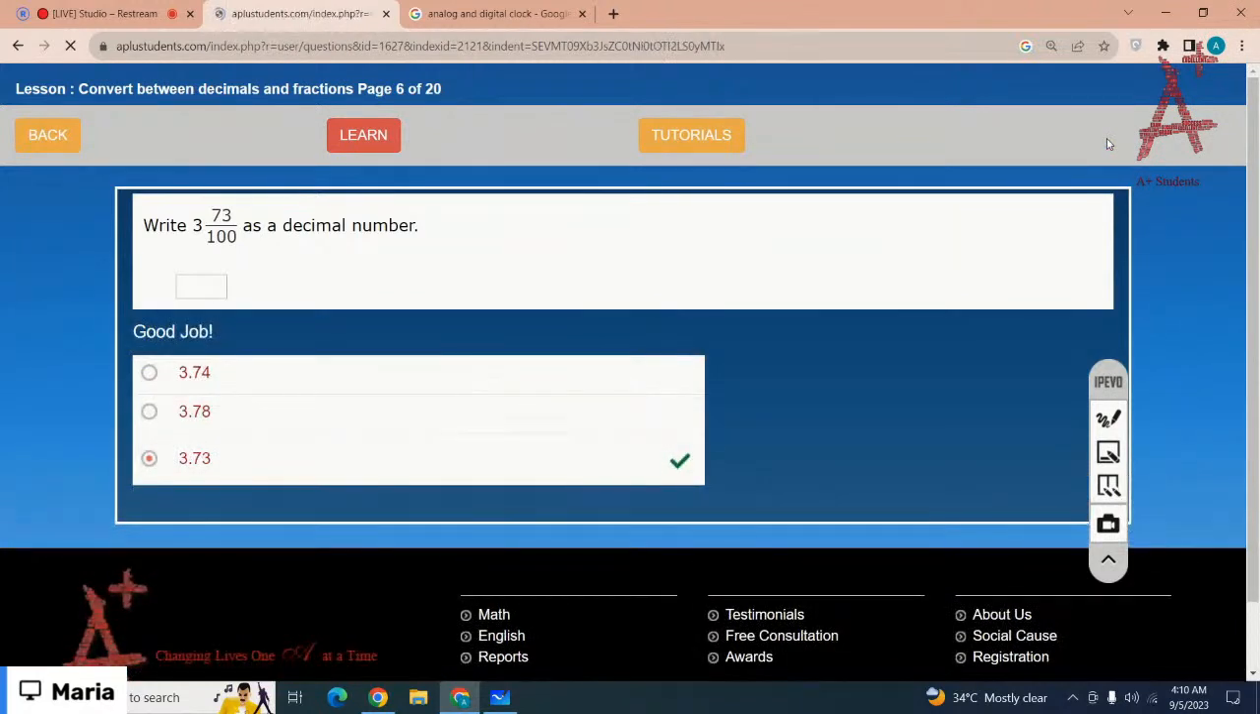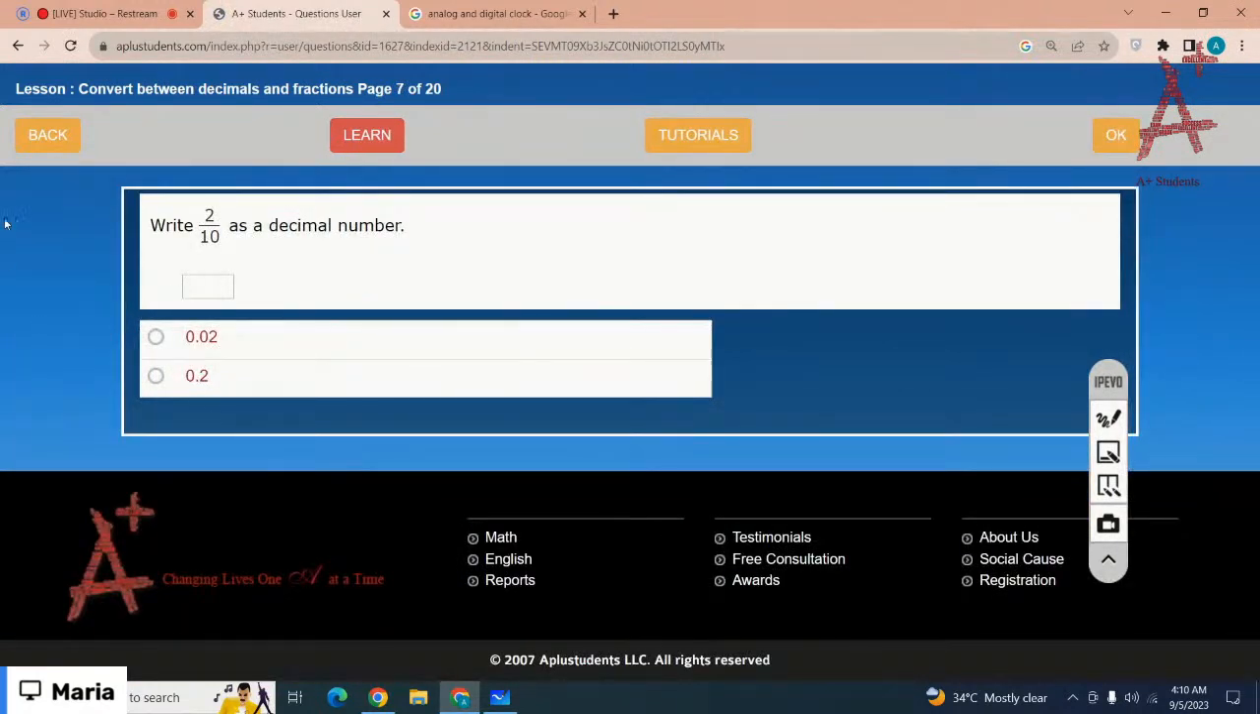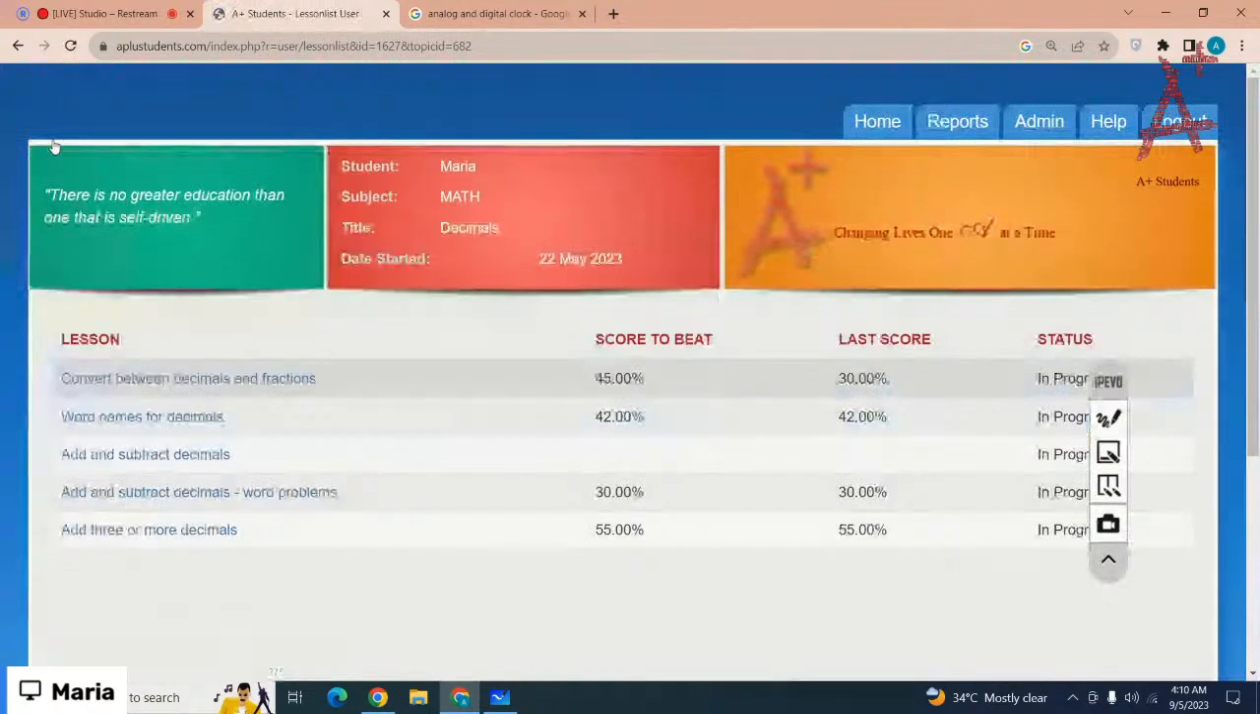Okay, you can complete the lesson by yourself later today. Let's just move on to the next one. The next one is word names for decimals.